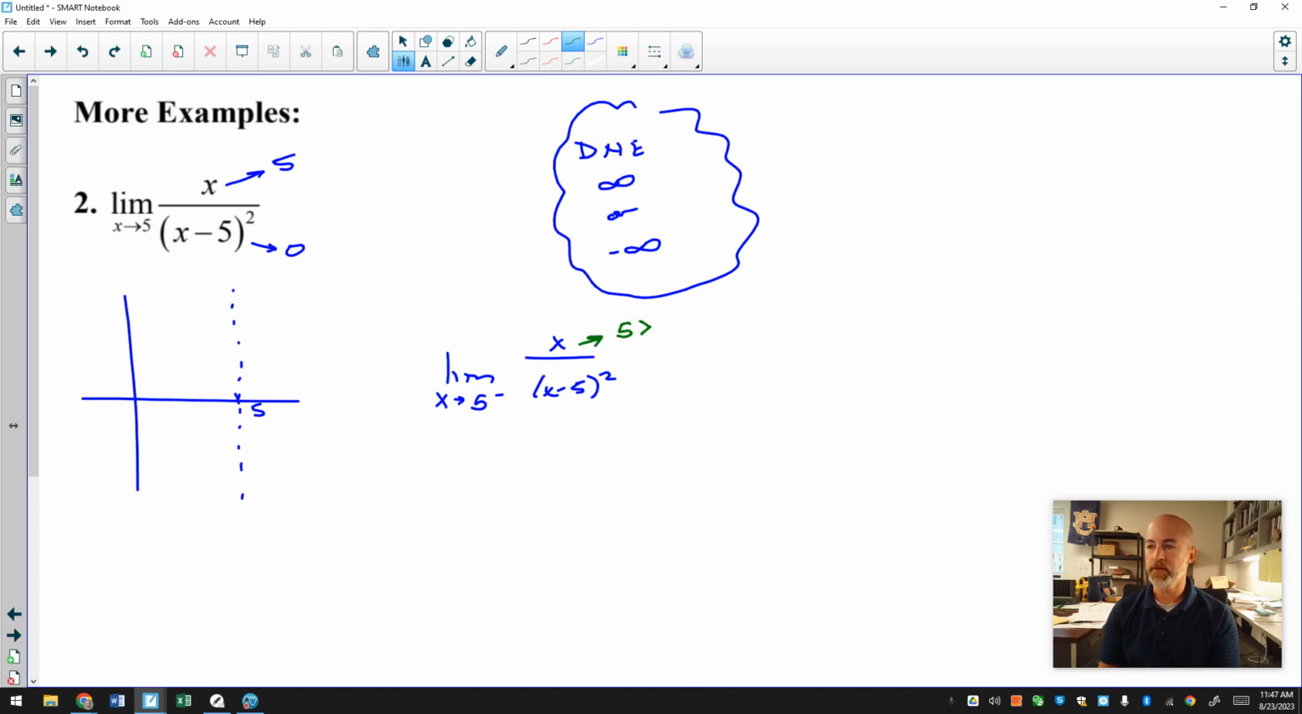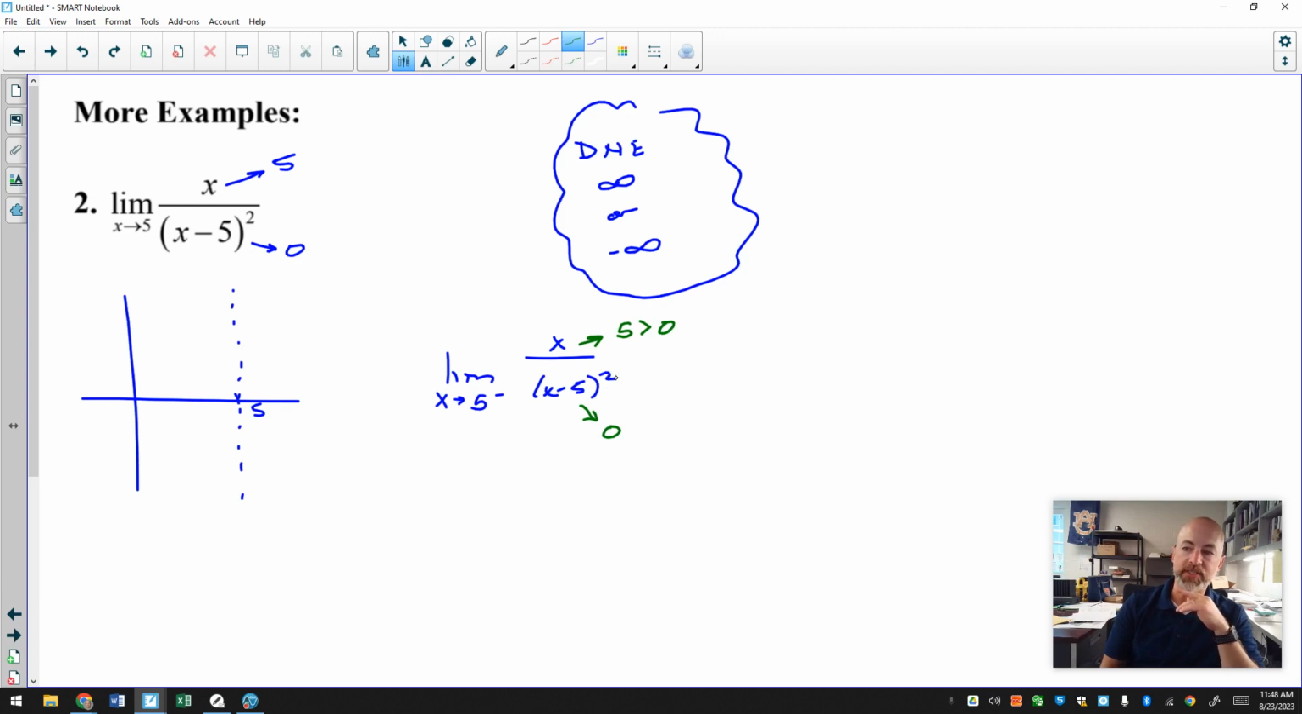And 5 is clearly positive. The denominator is the issue because 5 minus 5 is 0. 0 squared is still 0. And now I'm thinking, what if I plug in numbers on the left side of 5? That's like 4.5, 4.9. And 4.9 minus 5 is negative. However, when you square that, it becomes positive.